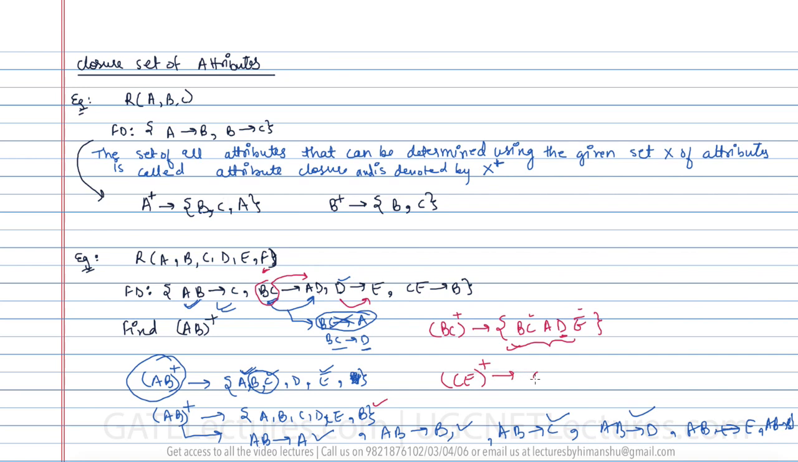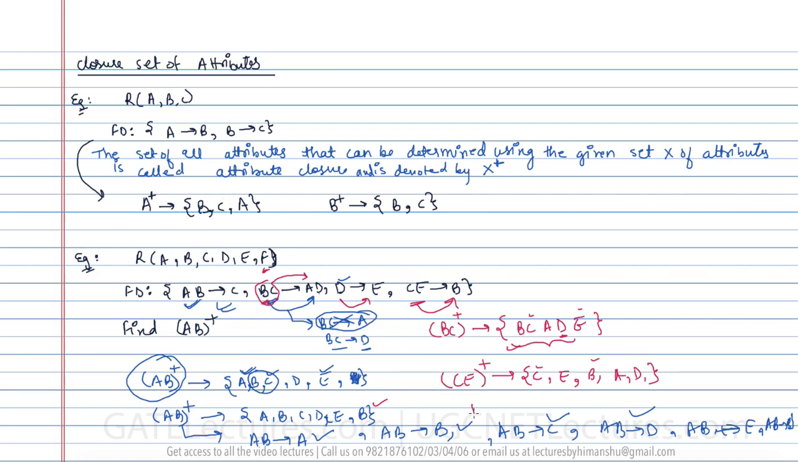With the help of C I can determine C itself. With the help of E I can determine E itself. Now with the help of CE I can determine B. Now BC is already there, so with the help of BC I can determine AD, right? And with the help of AD I can determine E, right? So we'll not be able to determine F again, right?